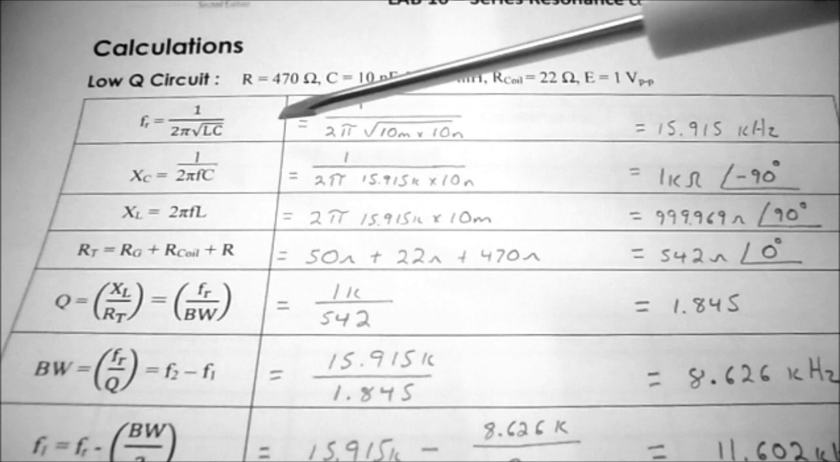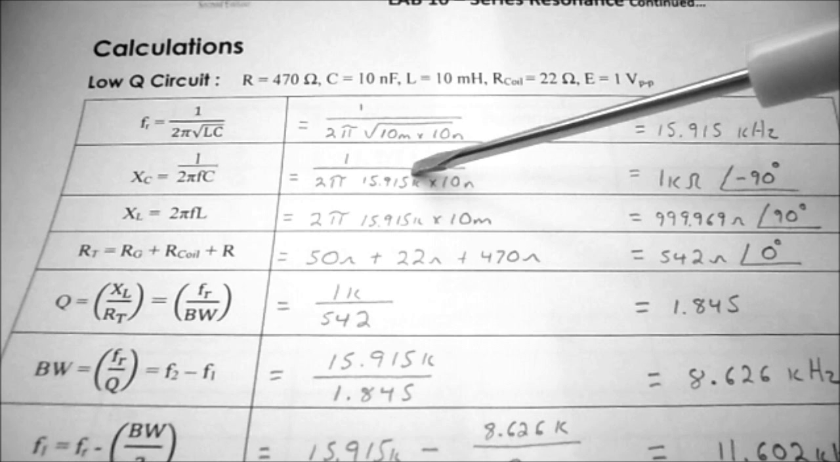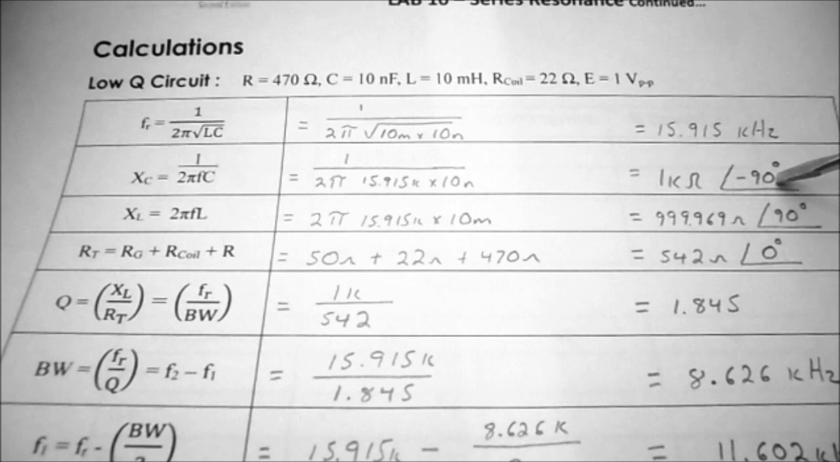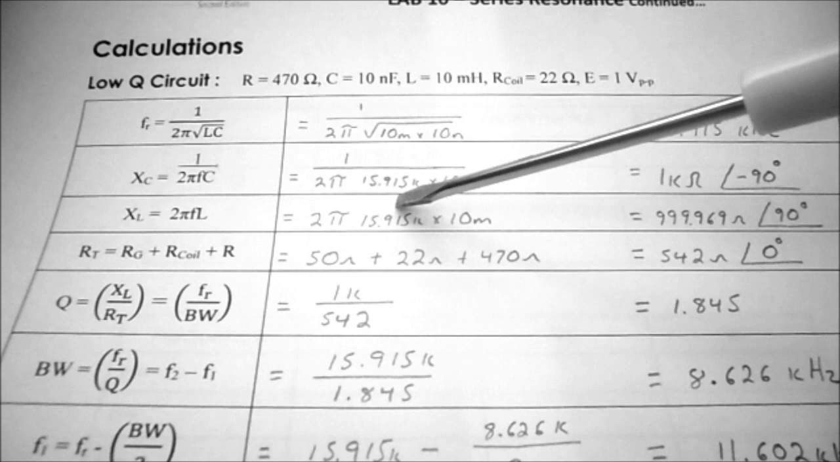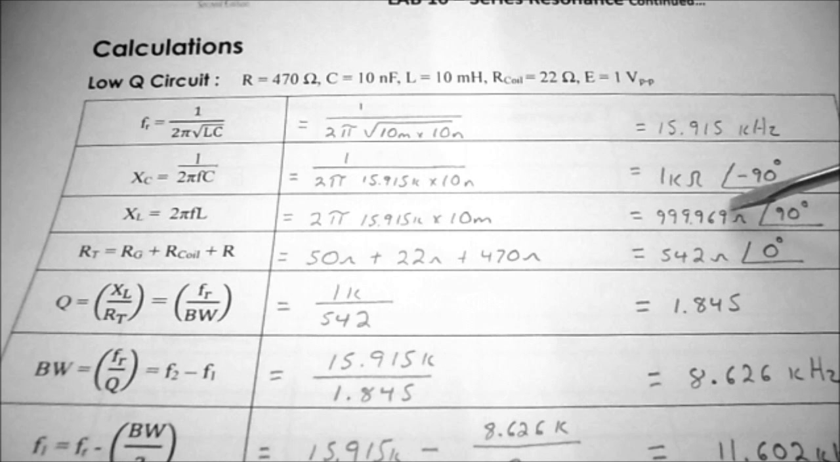XC, we've calculated this before, it's 1 over 2 pi FC, so in this case it's 1 over 2 pi times the resonant frequency of 15.915K times 10 nanofarads, and that works out to 1K ohms. And remember, XC is at minus 90 degrees. XL, we've used before, that's 2 pi FL, or 2 pi times the resonant frequency of 15.915K times the 10 millihenries, and that works out to 999.969 ohms, basically 1K ohms. And remember, inductive reactance is at an angle of plus 90 degrees.